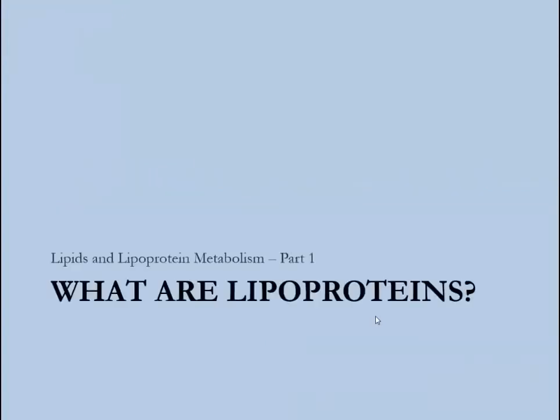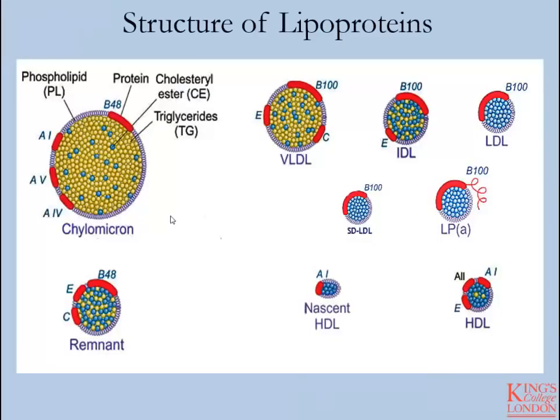So let's start with what are lipoproteins. These diagrams are cross-sections through the various lipoproteins, and they illustrate the compositional differences that you get in the different types of lipoproteins. So you can see that all are made up of phospholipid, a particular apolipoprotein, cholesterol ester, as well as triglyceride stored in the center of the lipoprotein.